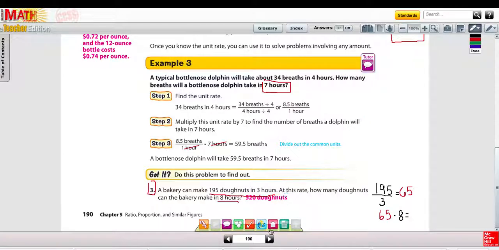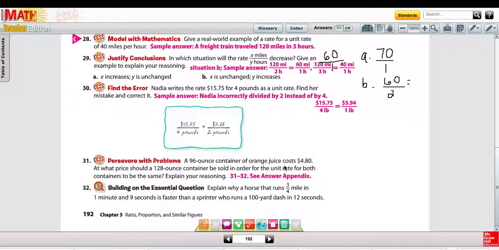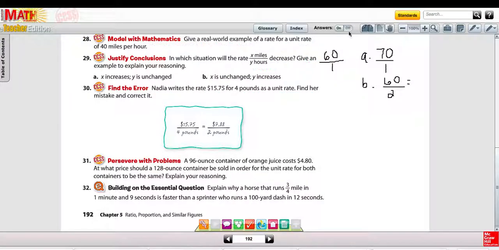On the next page, we're going to look at 192, actually 2 pages ahead. If we're looking at number 29, justifying conclusions, in which situation will the rate X miles over Y hours decrease? And so it gives an example here of A, X increases and Y is unchanged. In order to start this problem, you just have to start off with a number.